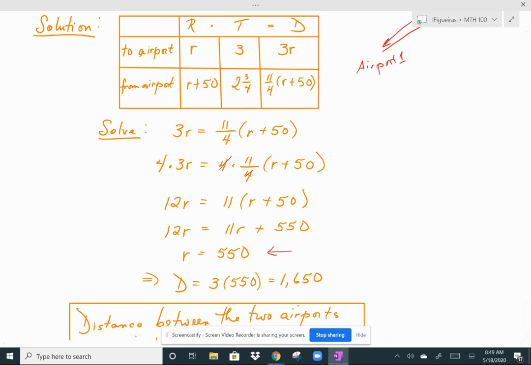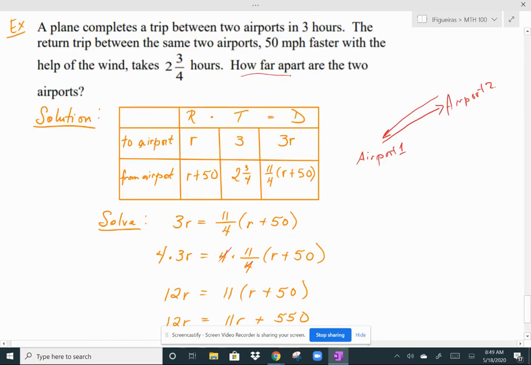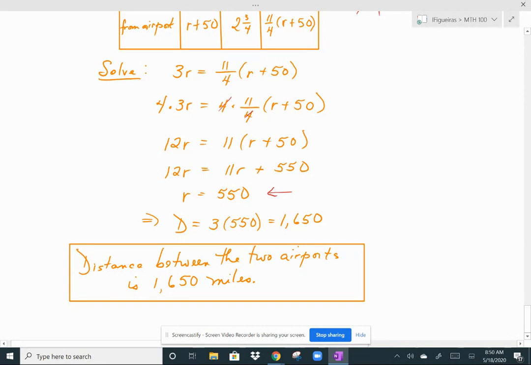But let's make sure that we're answering the question. The question is, how far apart are the two airports? So I don't want to know what their speeds are, although I do need that information. I really need to compute the distance between the two airports. So, this formula right here is the easiest one to use. 3R is easier to compute than the one below it. And remember, they are the same. They would give you the same value. So once I know what R is, all I have to do is multiply 3 times R, which gives me 1,650. So the distance between the two airports is 1,650 miles.